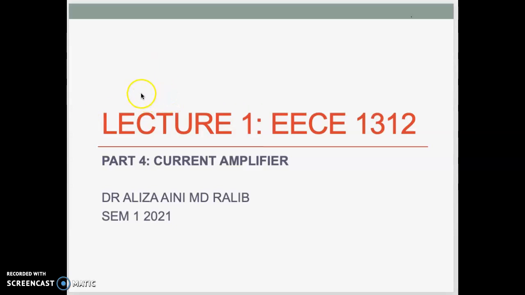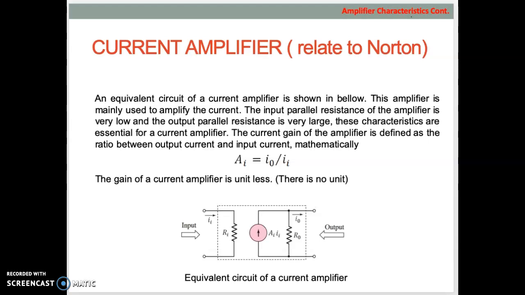Okay, so let's go to the last part of chapter 1, that is the current amplifier. So what is a current amplifier? Remember, your voltage amplifier relates to Thevenin, but your current amplifier will relate to Norton. What is the circuit of Norton? We have a current source IN in parallel with your Rn, and this will be connected to your load. If you look at the output part here, it looks almost the same as the Norton current. So that's how you differentiate between a voltage amplifier and a current amplifier.